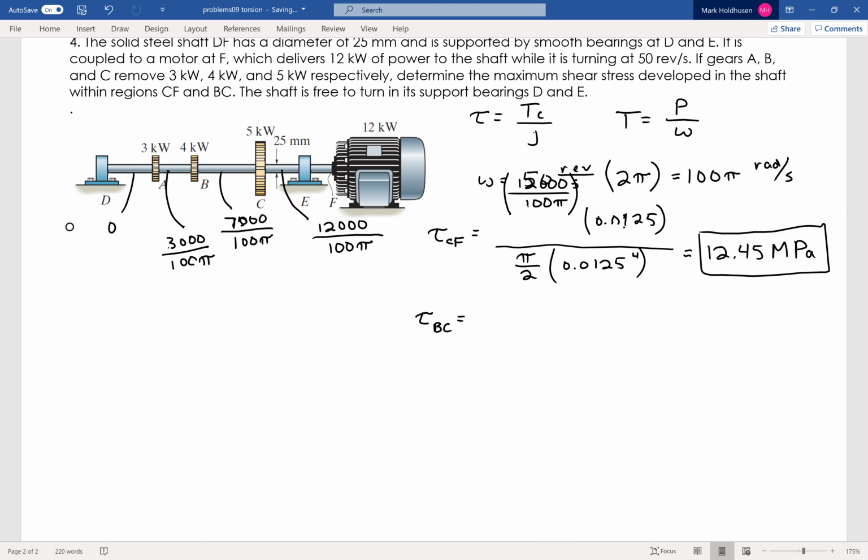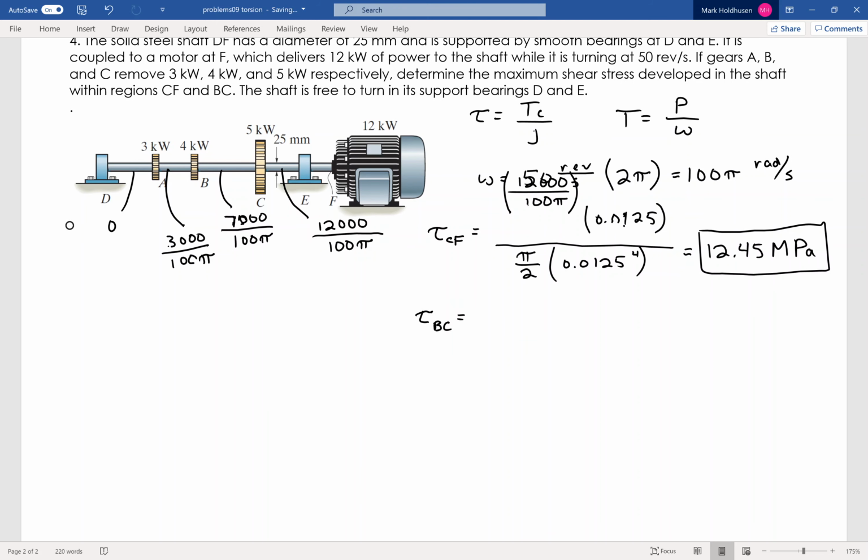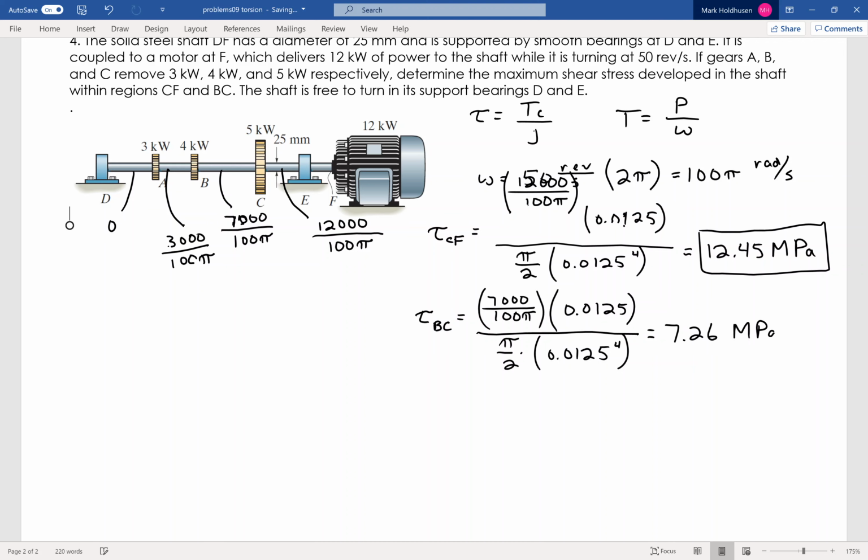Now, doing the same thing for member CB, everything's going to look the same, except instead of 12,000 over 100 pi, it's going to be 7,000 over 100 pi, times 0.0125 divided by pi over 2 times 0.0125 to the fourth. And from that, I find that I get 7.26 megapascals.